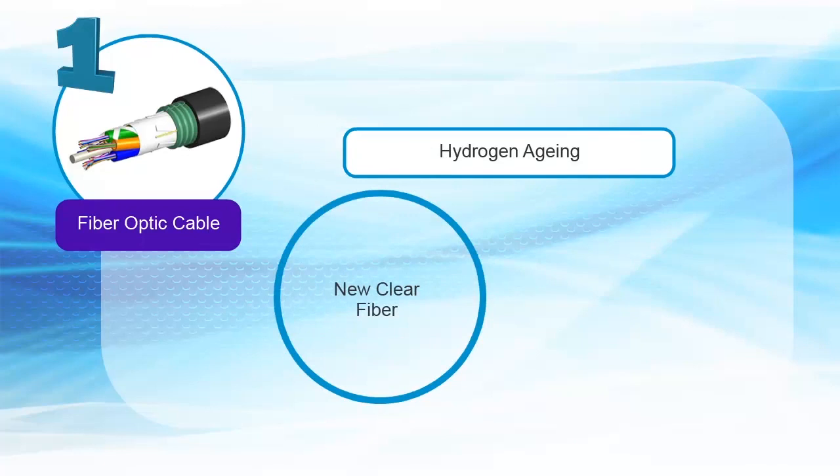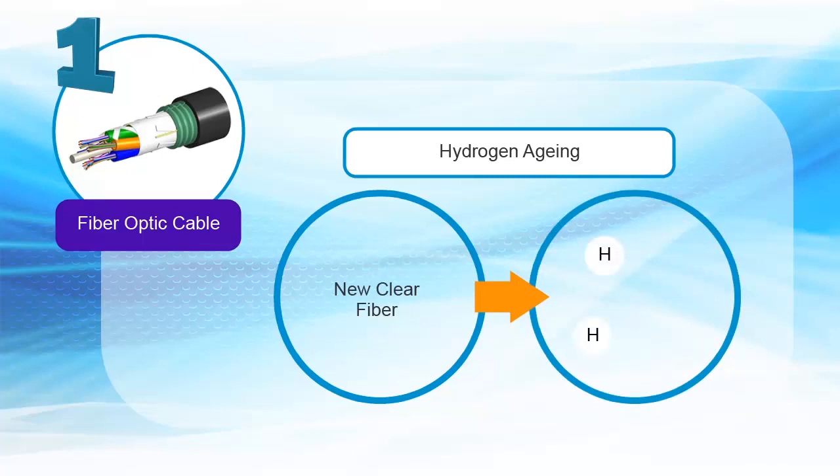Another factor that needs to be considered is that as fiber optic cable ages, the attenuation increases due to the phenomena of hydrogen aging. This is where the molecules of hydrogen atoms in the silica or glass tend to break down over time, making the fiber less clear to transport the light pulses.